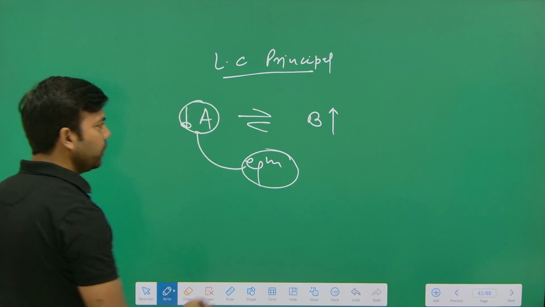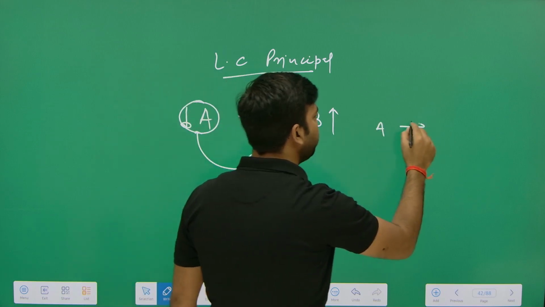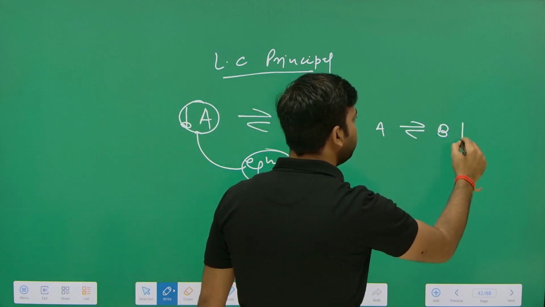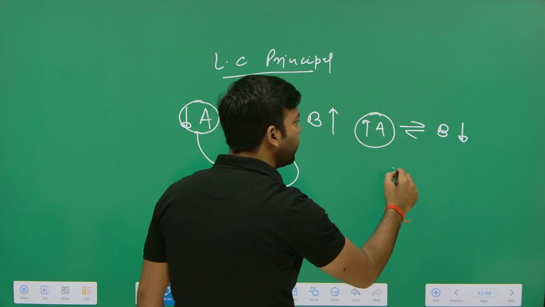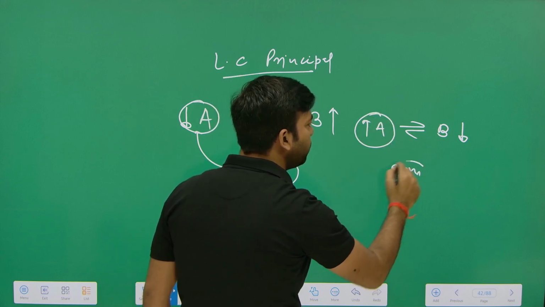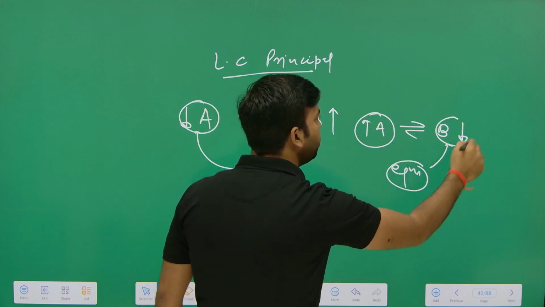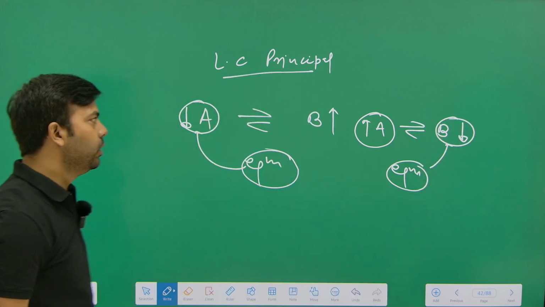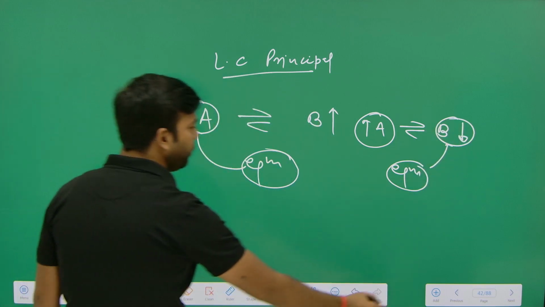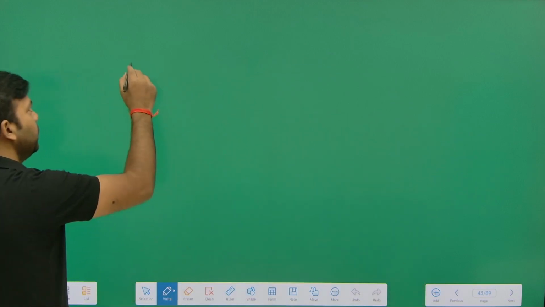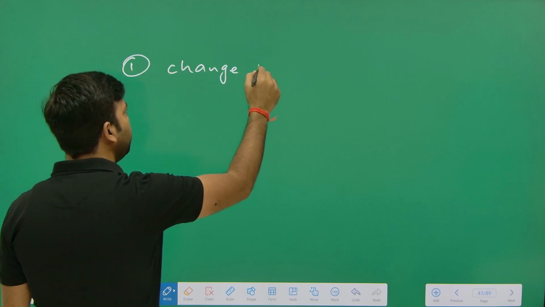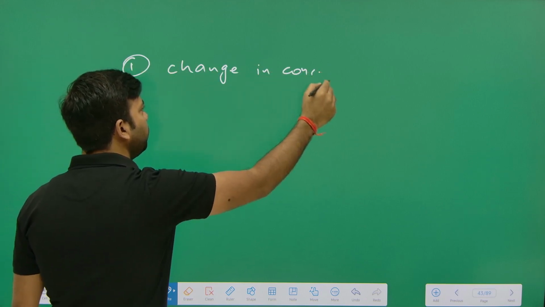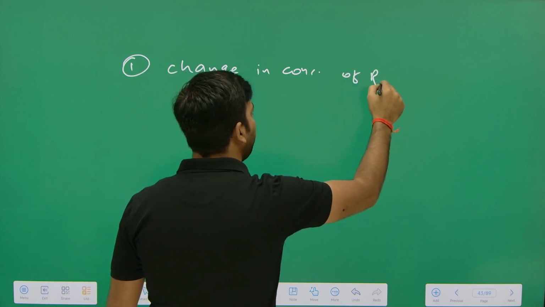Clear? Suppose I am saying we have A to B and I am saying B is decreasing. So it means A will increase. So what should be the direction of equilibrium? It will favor B. Makes sense? It can be asked in this way. The very first factor in LC principle is change in concentration of reactant and product.